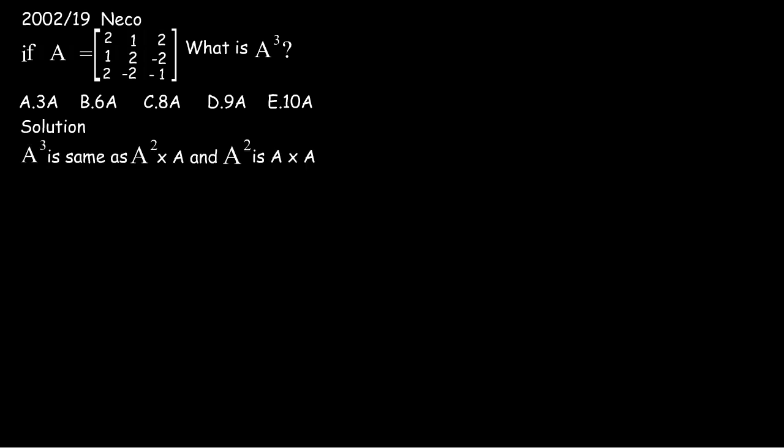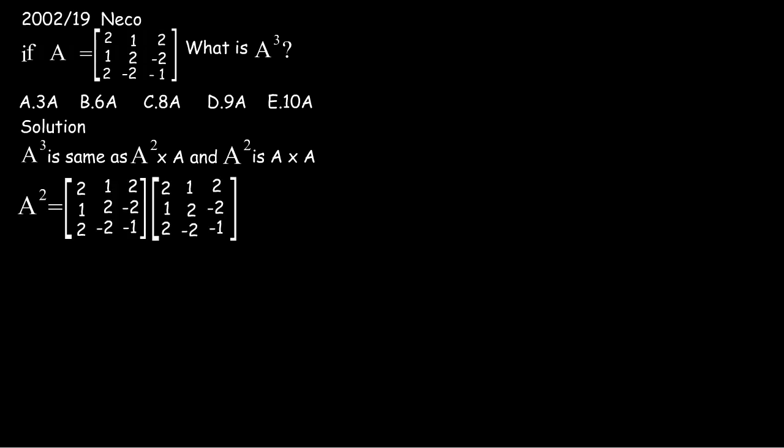And we know that A cube is the same as A square times A, and A square is equal to A times A. So we'll first of all be looking for A square, that's A times A. Then we'll look for A cube by multiplying A square by A. So A square will be equal to our matrix A times our matrix A, which will be equal to multiplying our row by our column as usual.